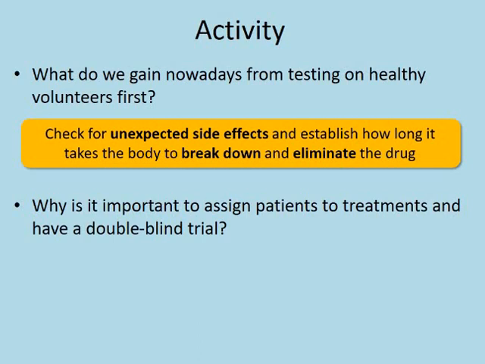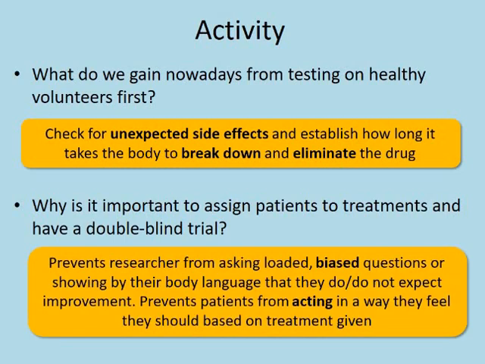And it's important to assign patients and treatments to double-blind trials, again because of the effect of bias. So your researcher can't ask loaded bias questions when they're trying to ascertain how somebody is feeling. They're not going to be showing through their body language indirectly that they do or don't expect an improvement, and this will stop patients from acting in a way that they feel they should based on the treatment given. So if somebody is asking the patient a question in a certain way, they might think that they have to give a particular answer to please the person asking them.